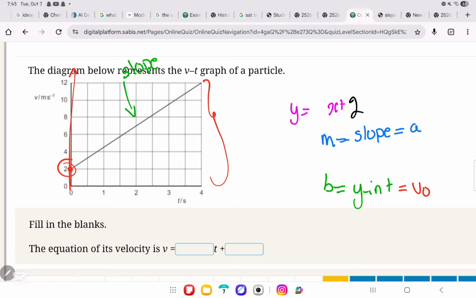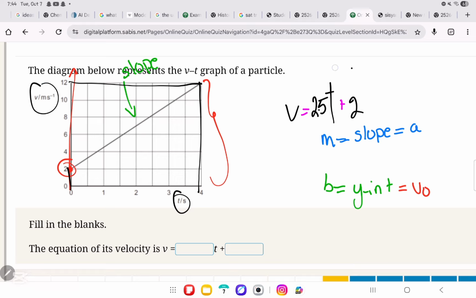Now, how do you find the value of the slope? You just need to do (y minus y) over (x minus x). Choose any 2 points, for example, 12 and 4, and then 2 and 0 as well. So 12 minus 2 over 4 minus 0 will give us an answer of 2.5, so 2.5x plus 2. Now, we don't have x in a VT graph. Instead, it's replaced by t. And we don't have a y in the VT graph. Instead, we have v. So the equation is v equals 2.5t plus 2.